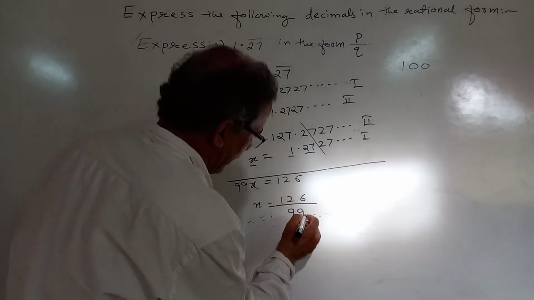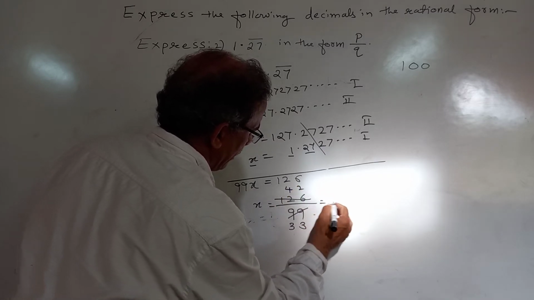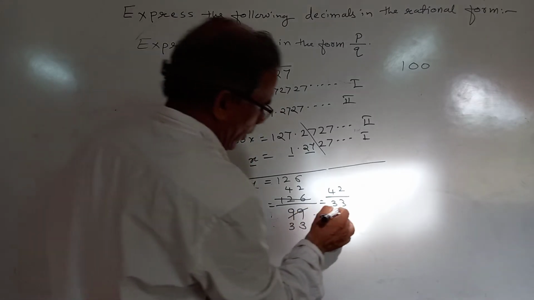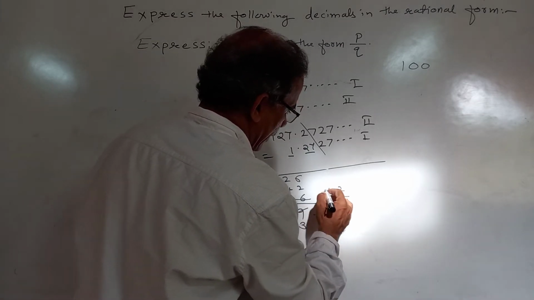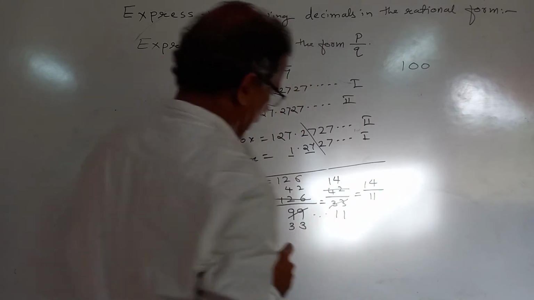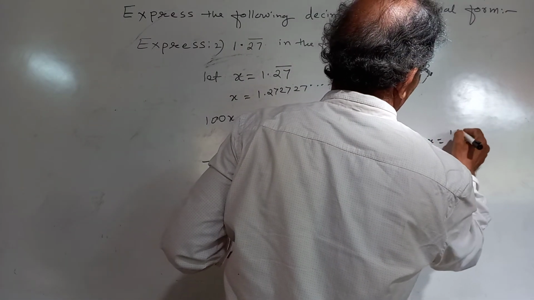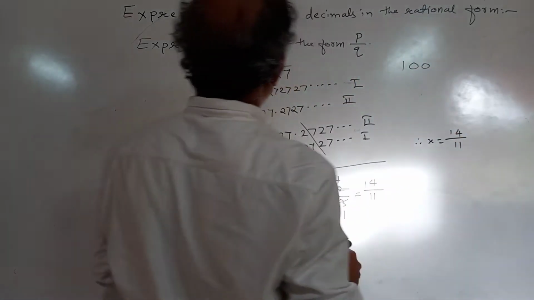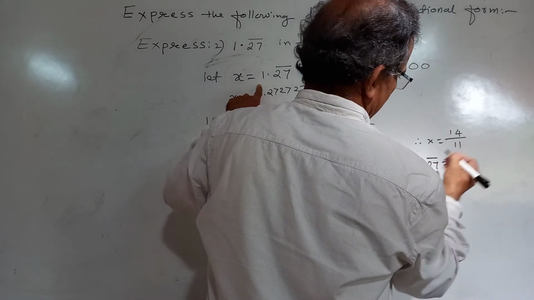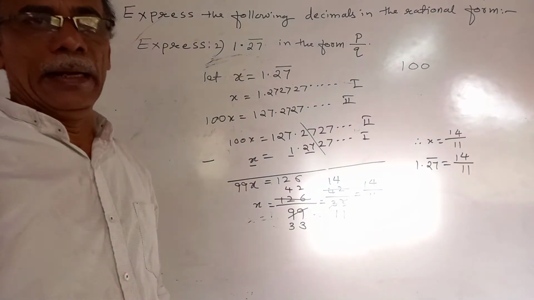They are divisible by 3. You have to simplify. 3 3s are 9, 3 4s are 12, 3 2s are 6. So 42 upon 33. I think again divisible by 3. 3 1s, 3 1s, 3 1s, 3 4s. That is 14 upon 11. And now you can write, therefore, x is equal to 14 upon 11. X means 1.27 recurring. It is the decimal form of this rational number, 14 upon 11.